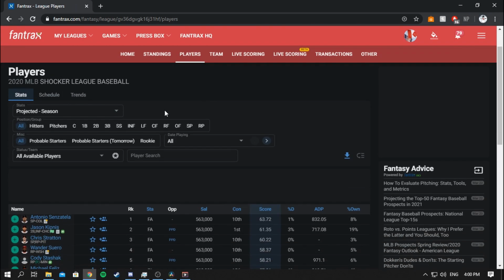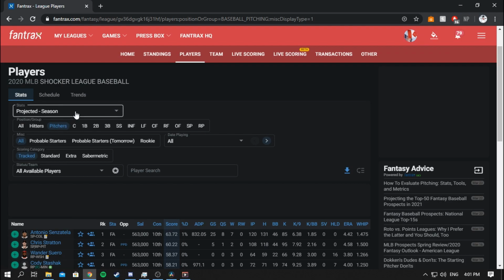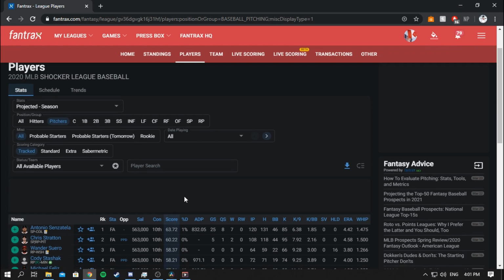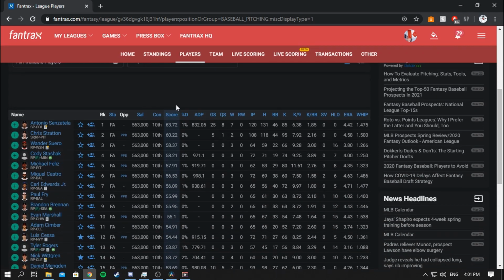So I'm going to go to the player screen, filter out the pitchers, and use projected stats for this one. Alright. I need 4 pitchers and I have, let's say, $20 to spend. So in my mind, I'm willing to spend $10 on one pitcher, $5 on the second pitcher, $3 and $2 on pitchers number 3 and 4.